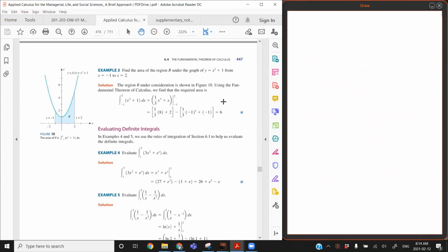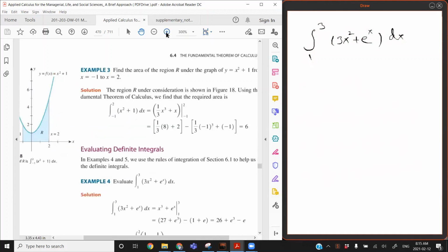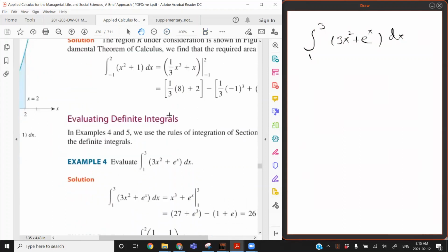It says evaluate this definite integral from 1 to 3 of x squared plus e to the power of x dx. Geometrically, we know what this is. Yes, this is the area under this curve between the two vertical lines from x equals 1 to x equals 3. The region is not given, so we are just trying to evaluate a definite integral. So let's find an antiderivative of this function. It's going to be x to the power of 3 over 3 plus e to the power of x, from 1 to 3.